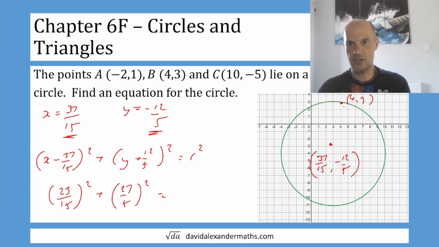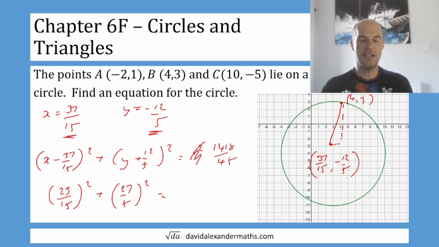Sorry, if you're slightly confused by this, then all I'm doing is just turning it into a right angled triangle. So this radius length here is this distance squared plus this distance squared, square rooted. But I'm just not going to square root it because I don't want the radius, I want the radius squared. So 23 over 15 squared plus 27 over 5 squared, and that is 1418 over 45. So the radius squared is 1418 over 45. So that is the equation of the circle.